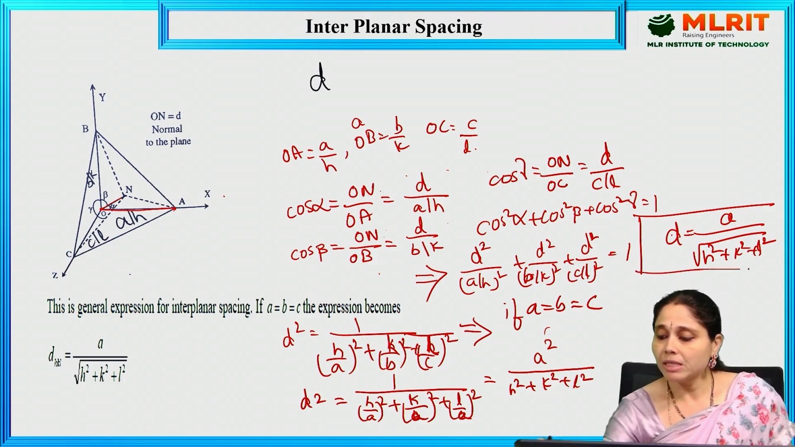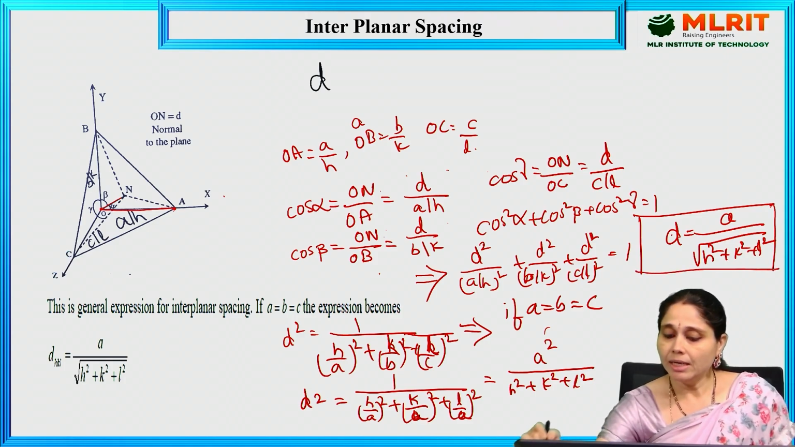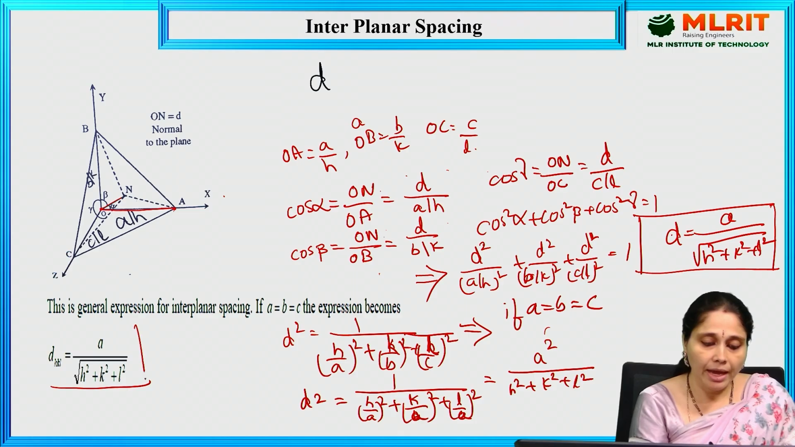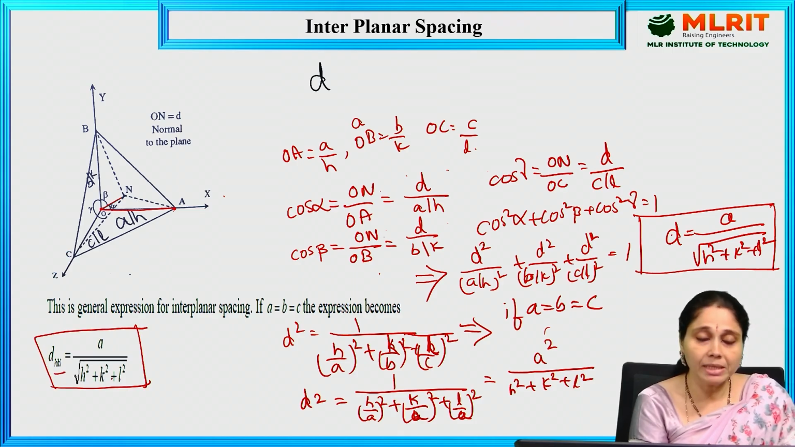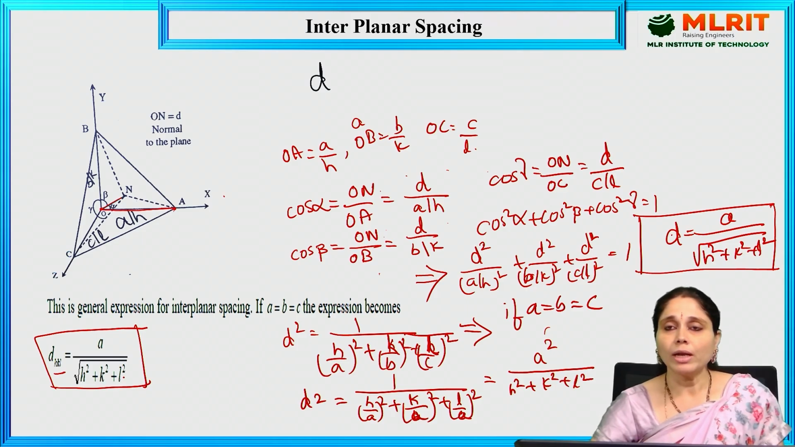So, what is interplanar spacing? Here it is written as D of HKL is equal to A by root over H square plus K square plus L square. This is about interplanar spacing.